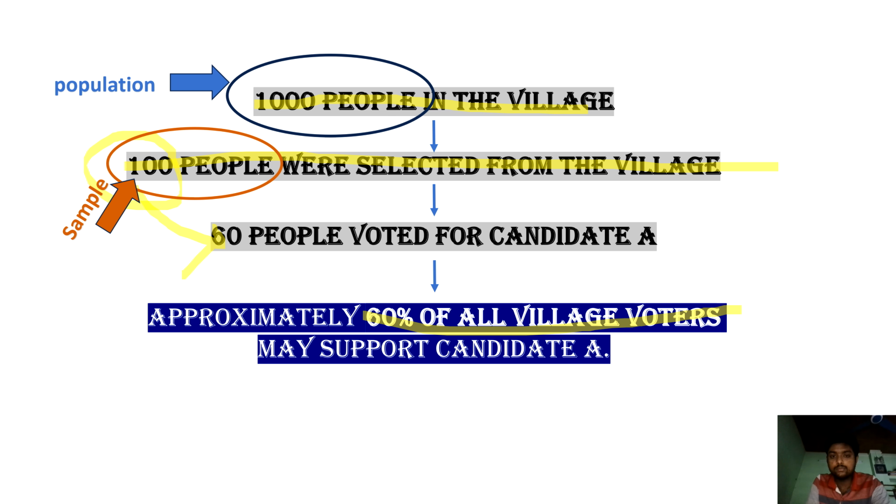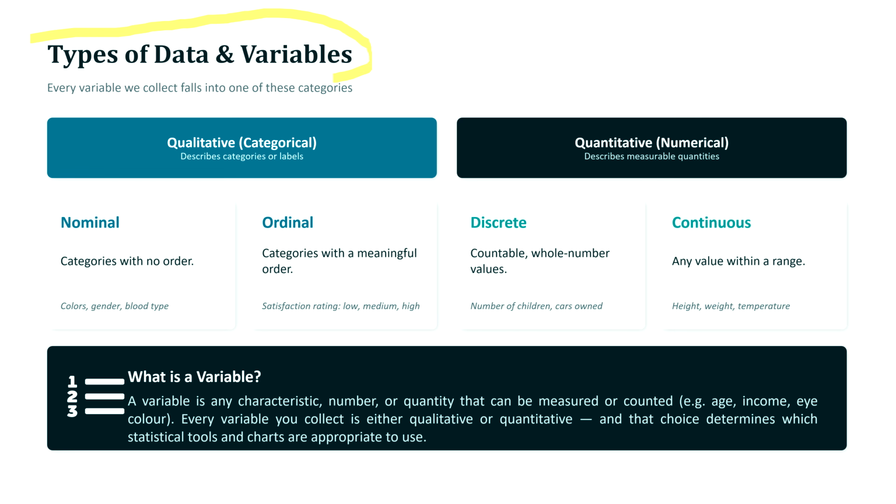That is how we can use samples for predicting about the population from where the samples are taken. Okay, types of data. There are mainly two types of data: the qualitative one, meaning the categorical data, and the quantitative one, the numerical data. The qualitative data is again divided into two types, nominal and ordinal.